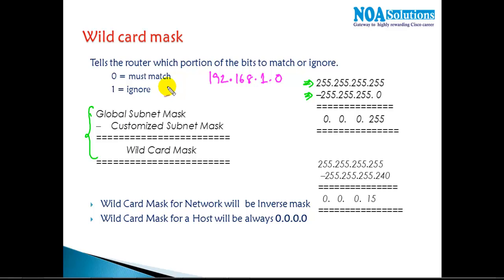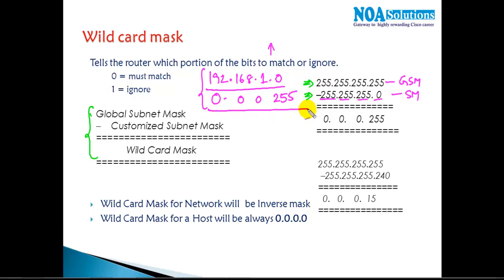So I want to deny the complete 192.168.1 network, or I want to match the complete network, I can say. Permit or deny, that is a secondary thing. And then I need to write the wildcard mask. I'm going to assume the default subnet mask of this network is 255.255.255.0. If I subtract my subnet mask from the global subnet mask, I'm going to get a wildcard mask of 0.0.0.255. So I'm going to write 0.0.0.255.